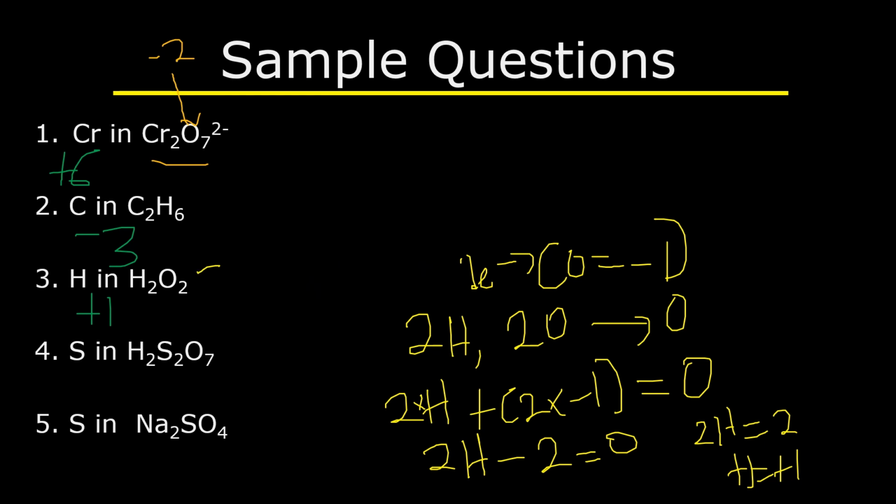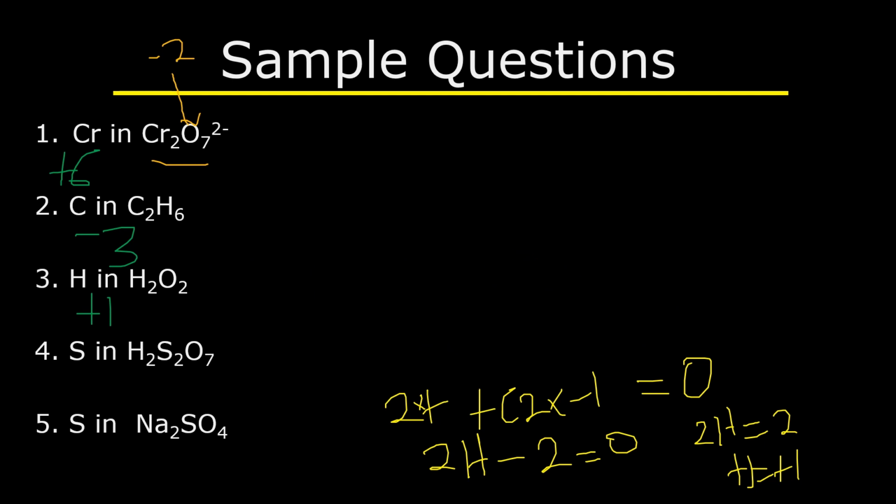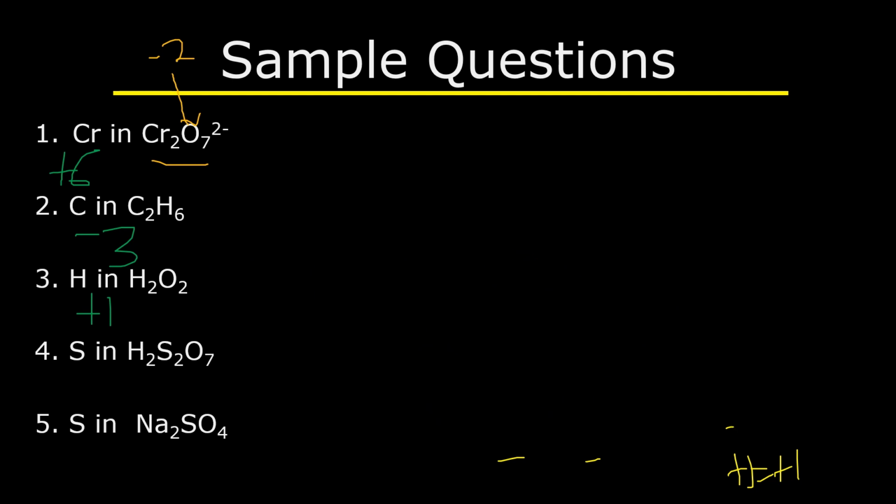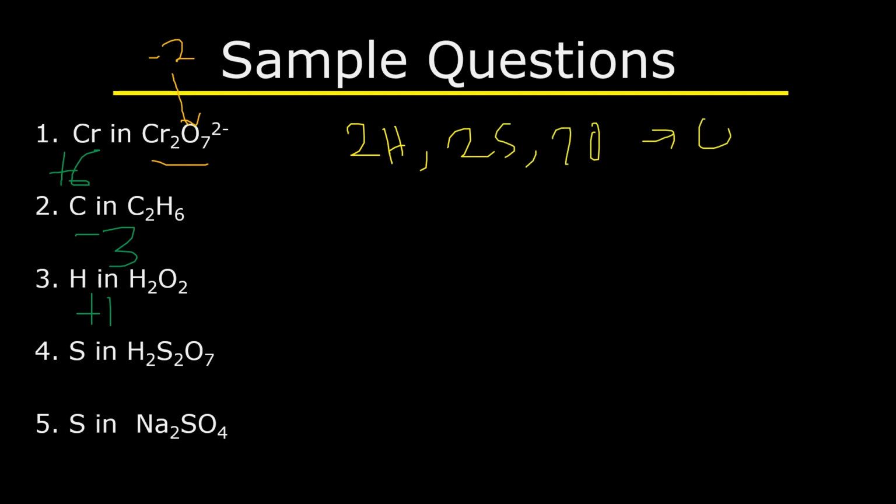Calculate the oxidation states of sulfur in H2S2O7. H2S2O7 is a neutral compound, so all of it equals 0. So we can go ahead and set up the equation. We have 2 H's, 2 S's, 7 O's. All of this is going to give you 0. So we're trying to solve for S.